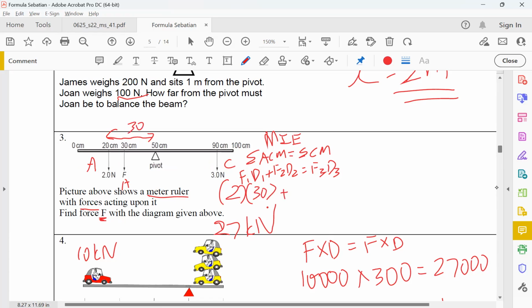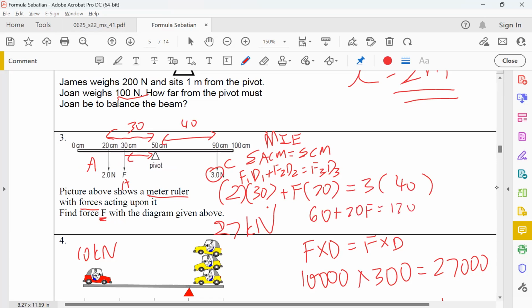Then you add your F2, which is your F. I don't know how much that is, but my D2 is here, which is essentially going to be 20. This is equal to my F3, which is 3 newtons multiplied by my distance here, which is essentially going to be 40. After you've done everything, just press everything in the calculator. 60 plus 20 F is equal to 120. Then my F will be 60 divided by 20, which is going to be 3 newtons. And this is how we do question number 3, guys.